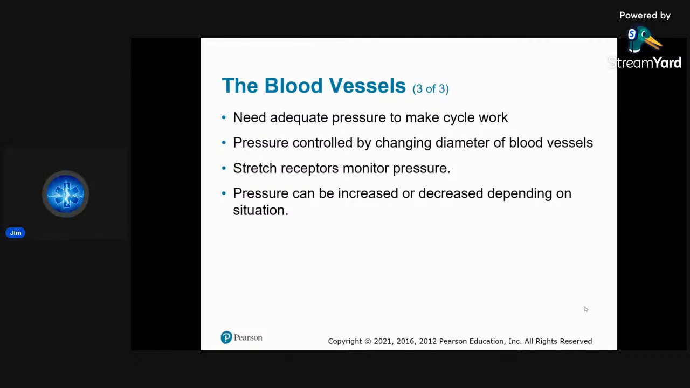Stretch receptors will monitor your pressure. That's how it works. If it needs more pressure, it's going to constrict. Less pressure, it's going to open up. And we talked about how it can increase or decrease.